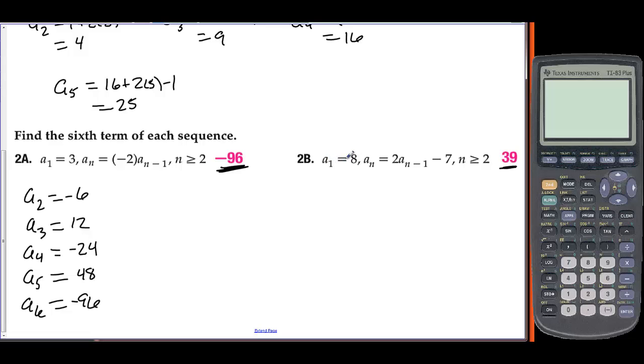In 2b, a sub 1 is 8. A sub n is 2 times the one before it, but then minus 7. So a sub 2 is equal to 16 minus 7 is 9. A sub 3 is 18 minus 7, which is 11. A sub 4 is 22 minus 7, which is 15. And a sub 5 is 30 minus 7, which is 23. And then a sub 6 is 2 times the one before, which is 46. 46 minus 7 is 39.